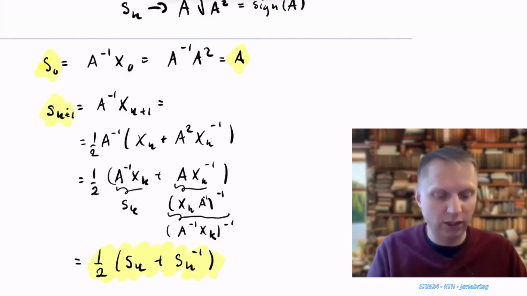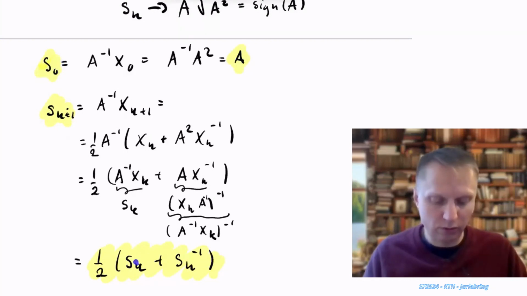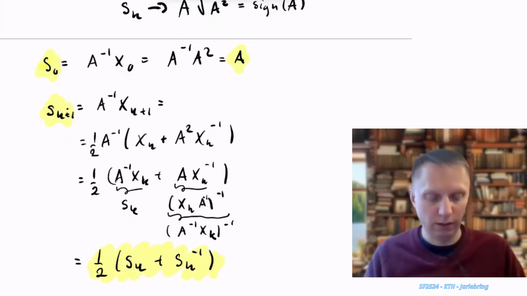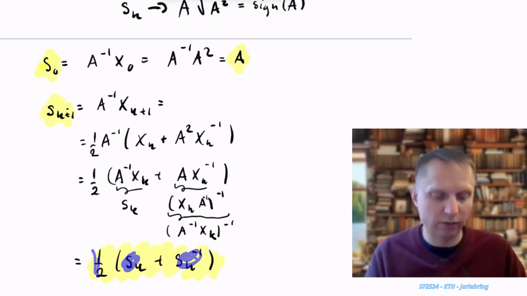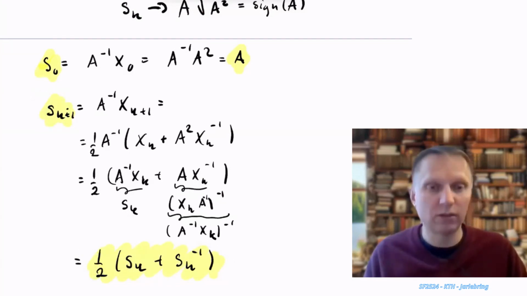So we initialize S with the matrix A, and then we take the sum of S and its inverse, and then we take 1/2, and that's our new S_k. And because X_k converges, this will also converge, and it's going to converge directly to the matrix sign function.